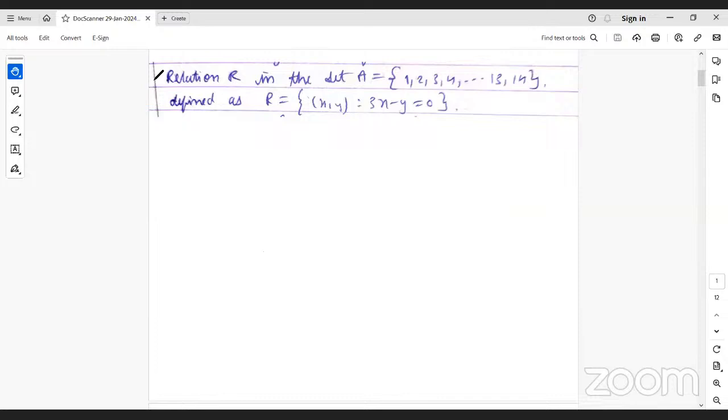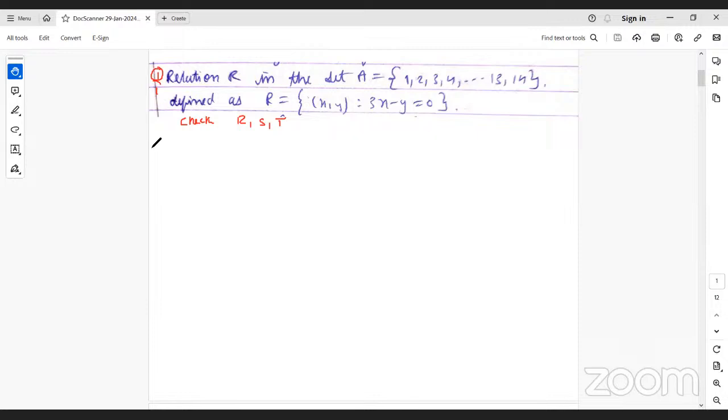Here is the first question for today's class. What's given: relation R in the set A equal to {1, 2, 3, 4, ... up to 14}. This is the set A, and the relation is defined as R equal to {(x, y) such that 3x minus y is equal to 0}. We need to check whether this is reflexive, symmetric and transitive, whether it satisfies all three or any one of these.